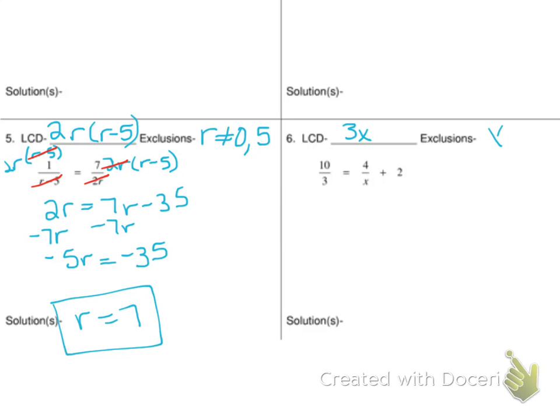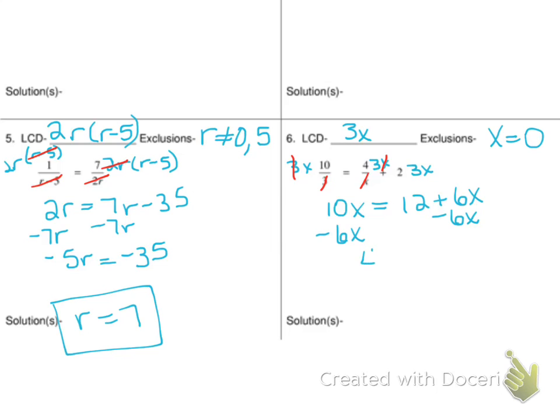Okay, on this next one, common denominator is 3x. x cannot be 0. Multiply everything by 3x, even the last number by itself. Cancel the things that are the same. 10x equals 12 plus 6x. Once again, from there, solve the very simple equation of 10x equals 12 plus 6x.